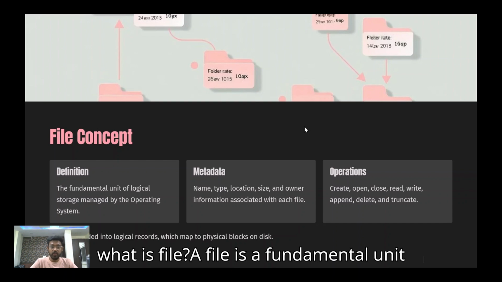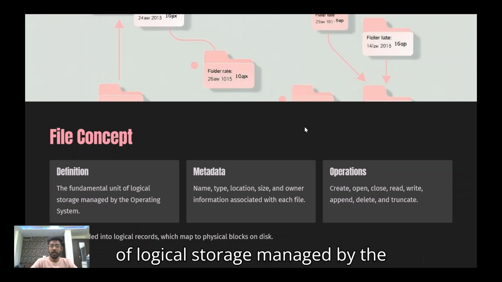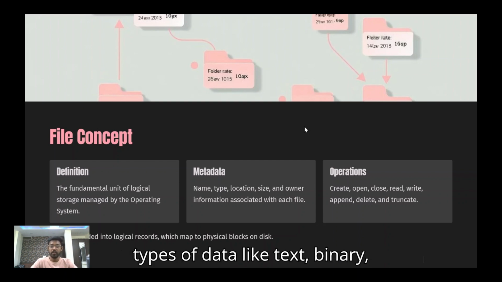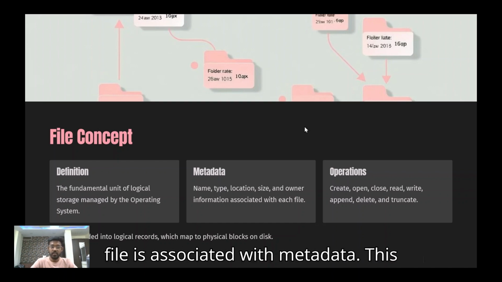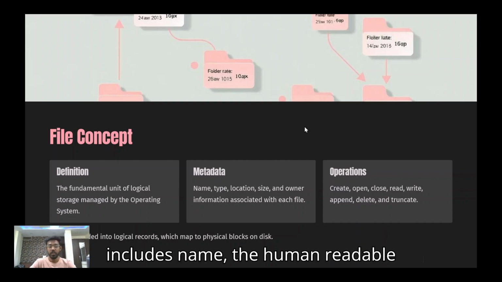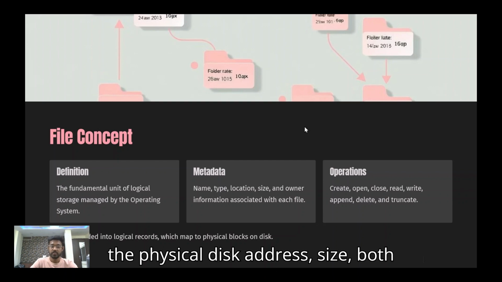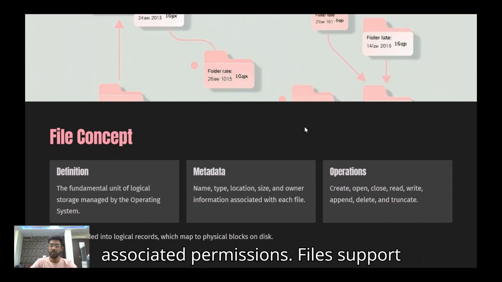Now, what is a file? A file is a fundamental unit of logical storage managed by the operating system. It can hold various types of data like text, binary, multimedia, or executable code. Each file is associated with metadata. This includes name, the human readable identifier; type, like .txt, .exe, or .jpg; location, the physical disk address; size, both current and maximum; owner; and associated permissions.